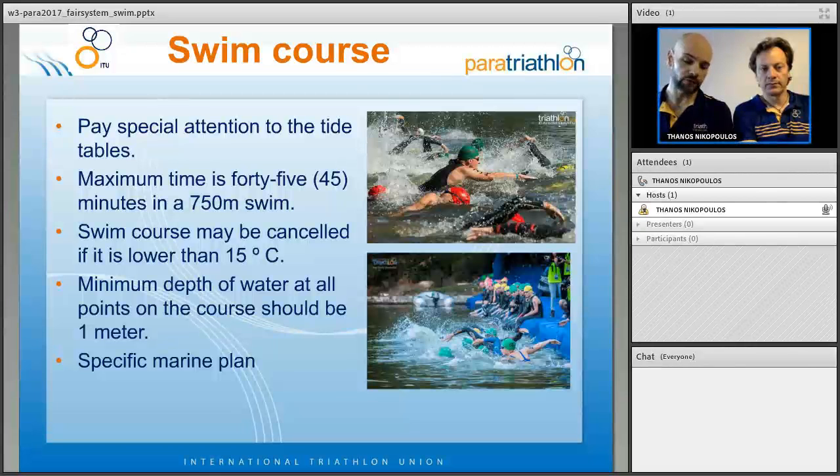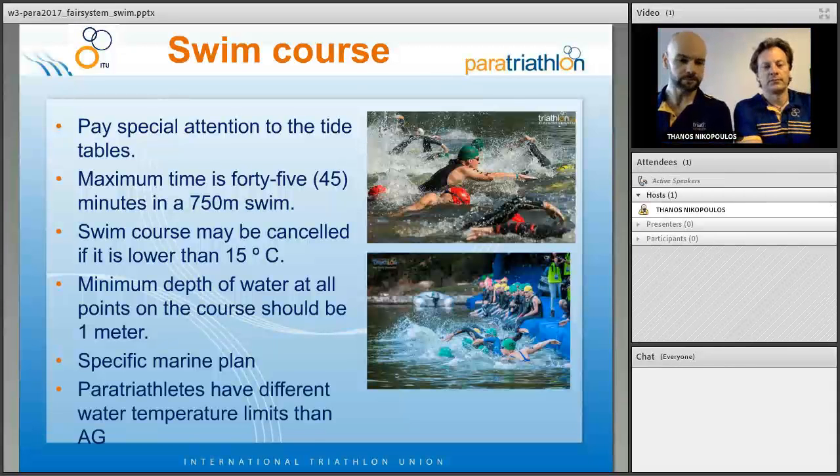We have to utilize more resources and closely monitor, especially the athletes that are coming from the severe impairment categories, like the PTHC and the two starting categories, PTS2 and PTS3.